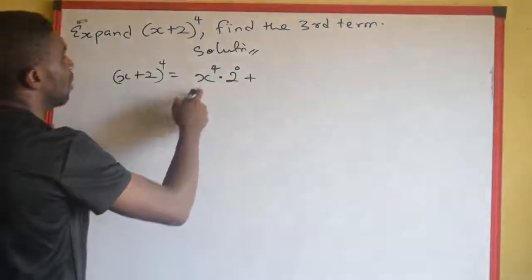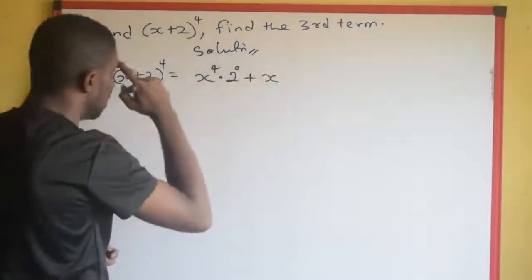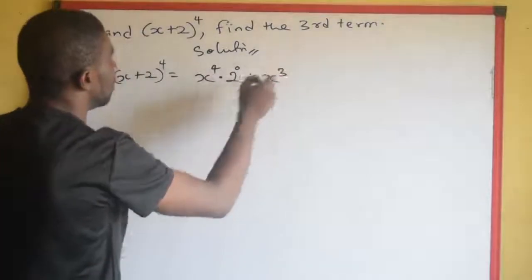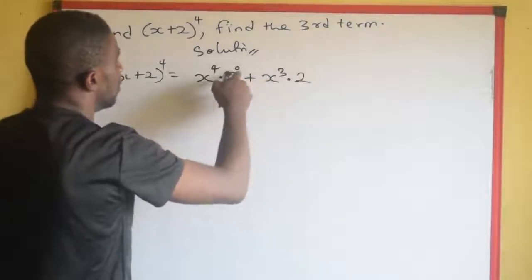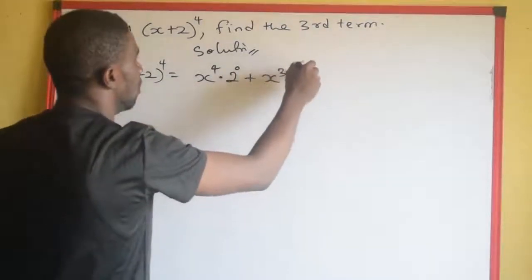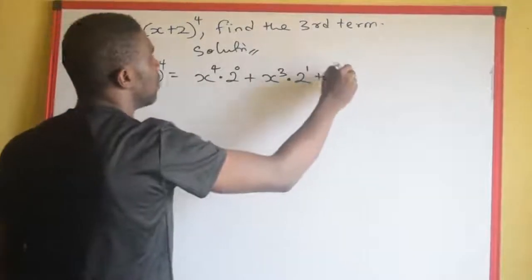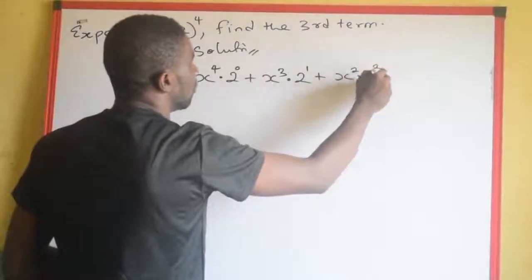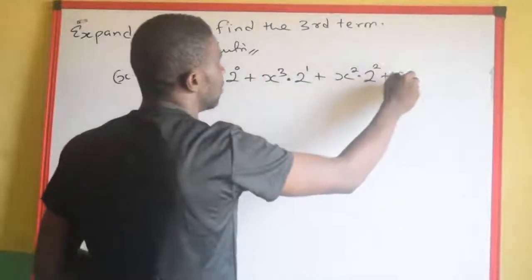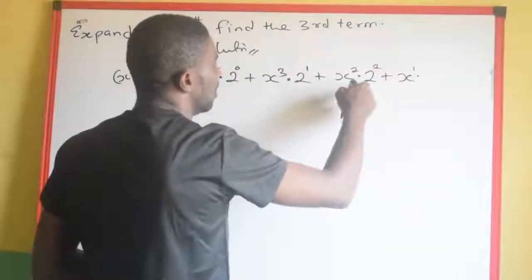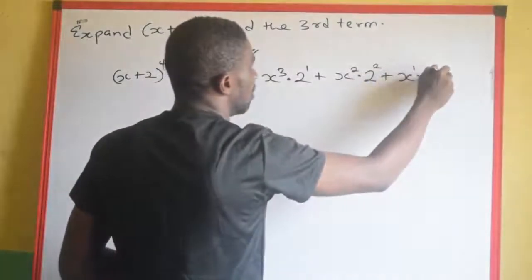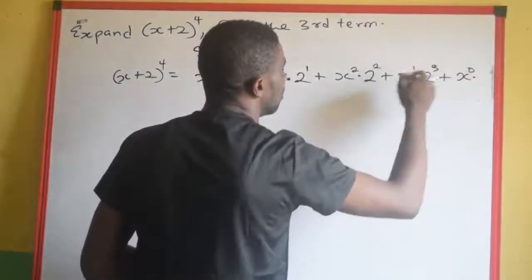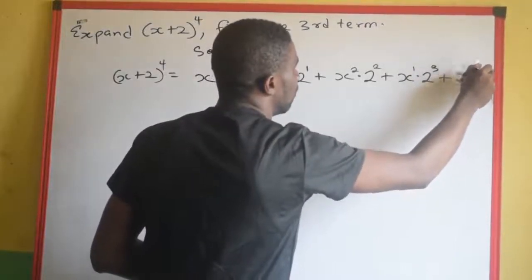Now, the next thing we are going to do here is to write x raised to the power of 3. This one will reduce. Since it has reduced to 3, we say times 2 raised to the power 1. These 2s will increase from 0 to 1. Plus x raised to the power 2, dot, this one will increase to 2 raised to the power 2, plus x raised to the power 1, dot, this one will increase to raised to the power 3, plus x raised to the power 0, dot, this one will now increase to raised to the power 4.